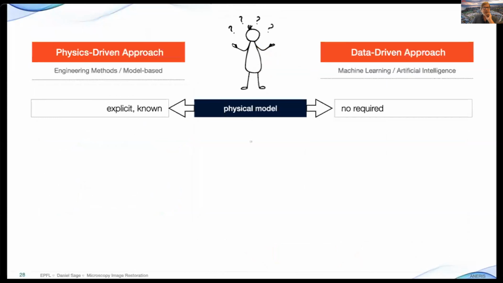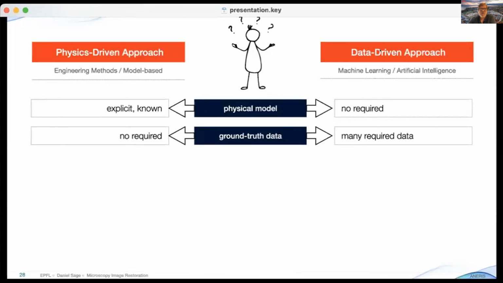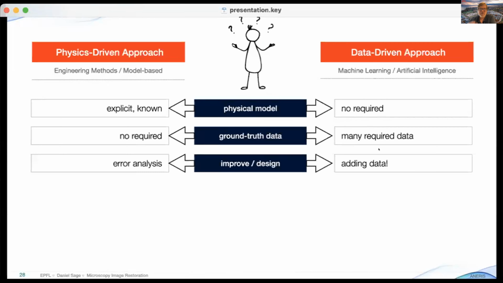So to conclude, I just want to show a map of how we can compare the physics-driven approach with the data-driven approach. If you have a physical model of your image formation, an explicit one, it's required if you want to design a physics-driven method. Obviously, if you do not know how the image is acquired, you can go to the data-driven approach. But the drawback of the data-driven approach is to find a way to have ground truth data in the supervised mode, or a smart way to acquire these images.